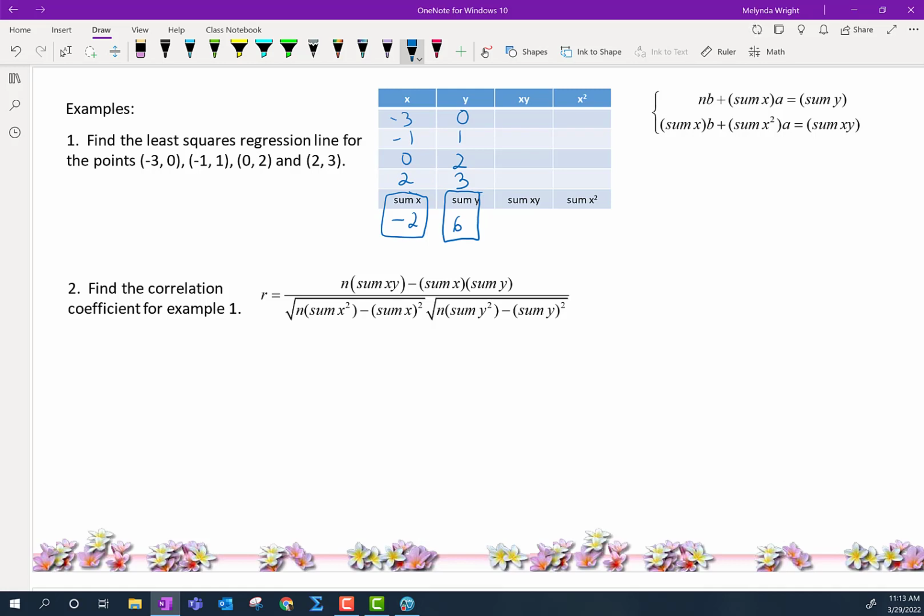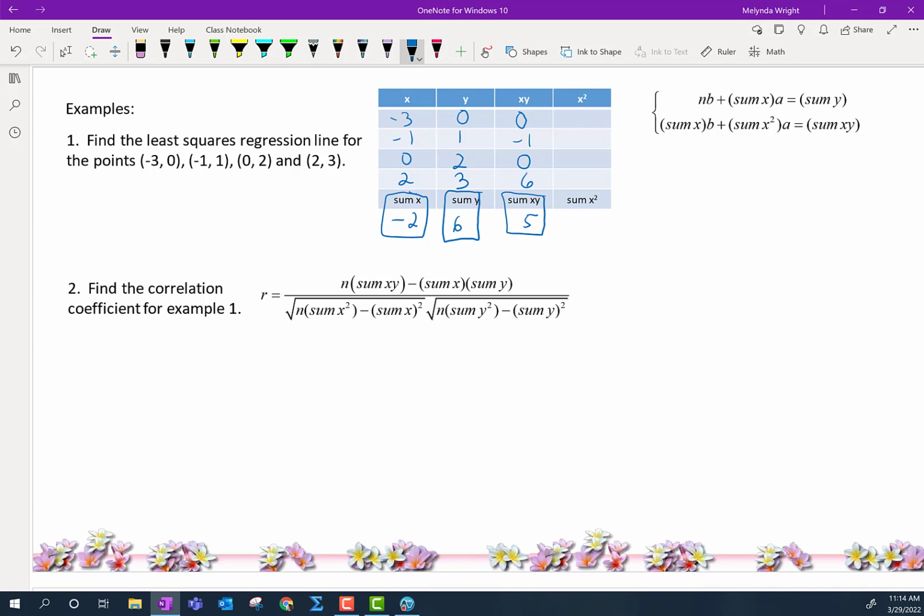Okay, great. The next column wants us to multiply the x times the y. So negative 3 times 0 is 0. Negative 1 times 1 is negative 1. 0 times 2 is 0. 2 times 3 is 6. Then we are supposed to add those numbers up. So 0 plus negative 1 plus 0 plus 6, that gives me what? A 5. So the sum of xy is 5. Okay, so not too bad, right?